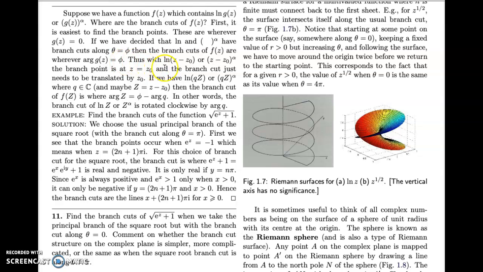So an example is when you've got log of z minus z naught, then g is obviously z minus z naught, or you've got z minus z naught to the alpha, then g is obviously z minus z naught. So the branch point is whenever this g is 0. So in that case, it's going to be when z equals z0. And basically, the branch cut just needs to be translated by an amount z0.